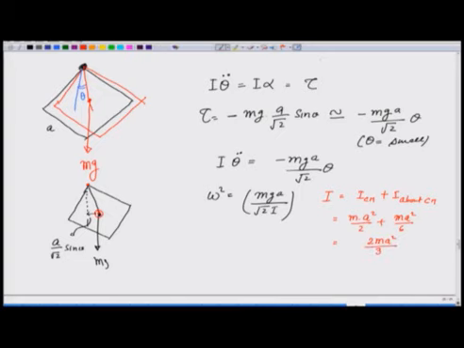And therefore, omega square is nothing but m g a over square root of 2 times 2 m a square over 3. We can cancel m on both sides, one of the a's goes, and therefore, the answer you get is 3 g over 2 root 2 a. That is omega square, or the frequency omega itself is 3 g over 2 root 2 a raised to 1/2.